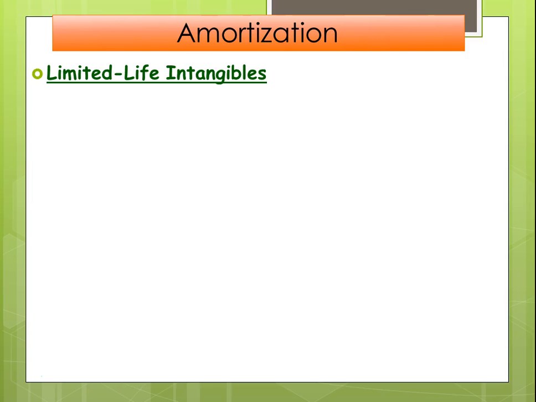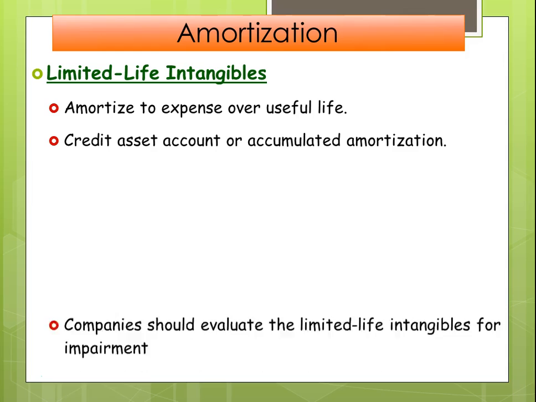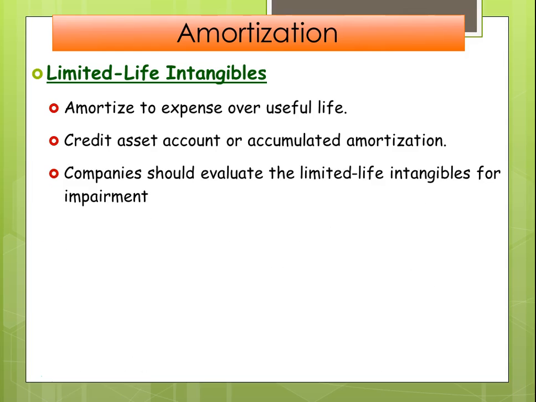Okay, we have two types. We have limited life, and these are amortized to expense over the useful life. You credit asset account or accumulated amortization. You can do either one. And companies should evaluate the limited life intangibles for impairment.